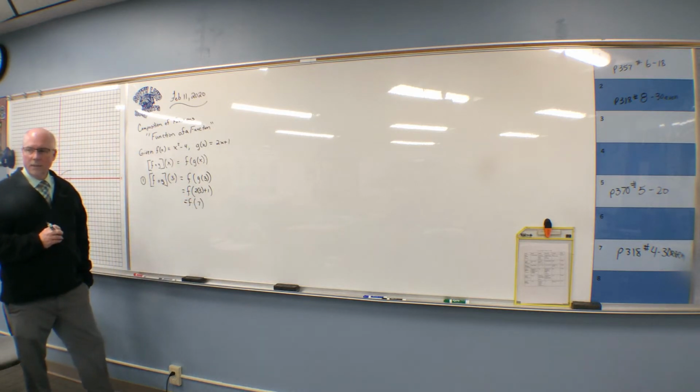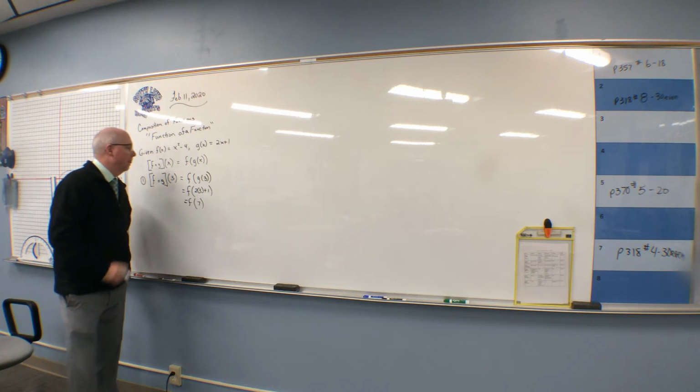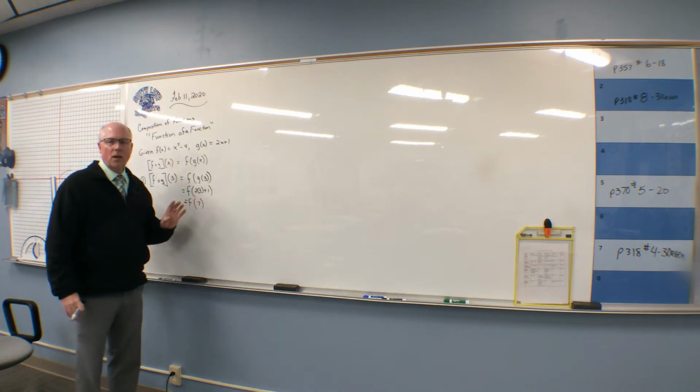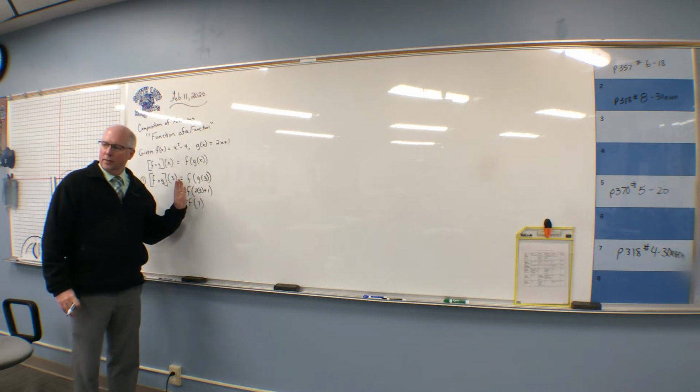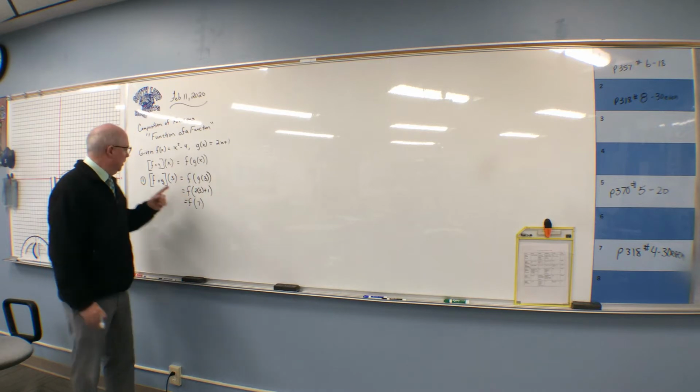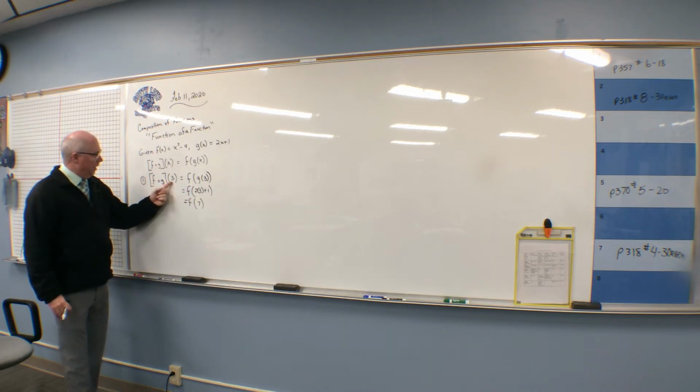Did everybody see how I got that? I'll do it again. It's f of g of 3. It's kind of weird because we work right to left. Have you noticed that? On this one, we work right to left. We take the g of 3 and then we put it into the f.